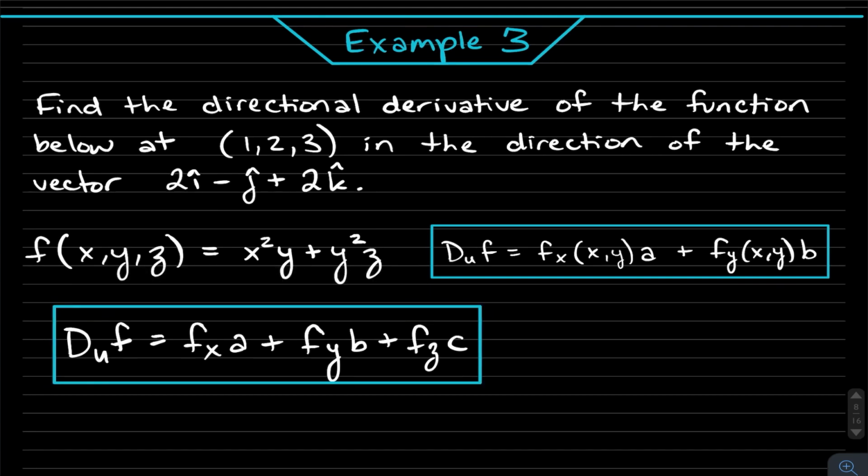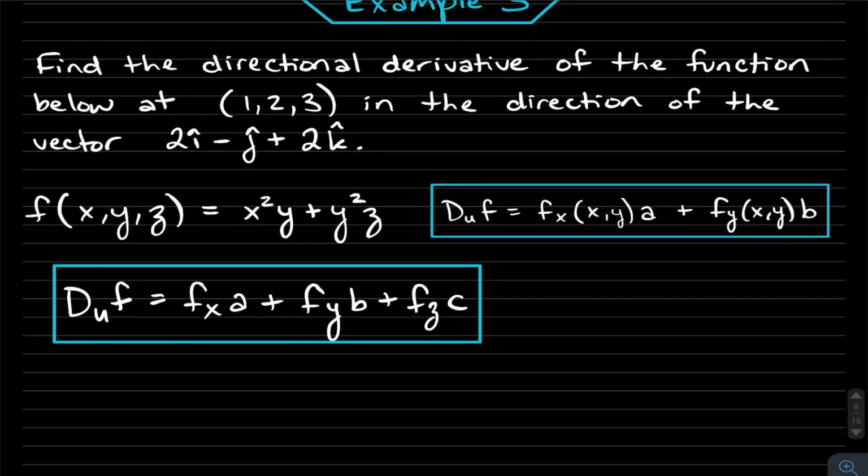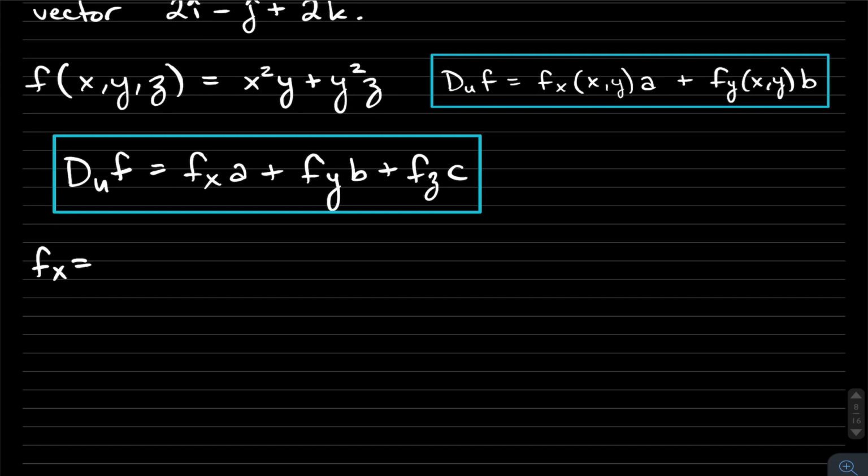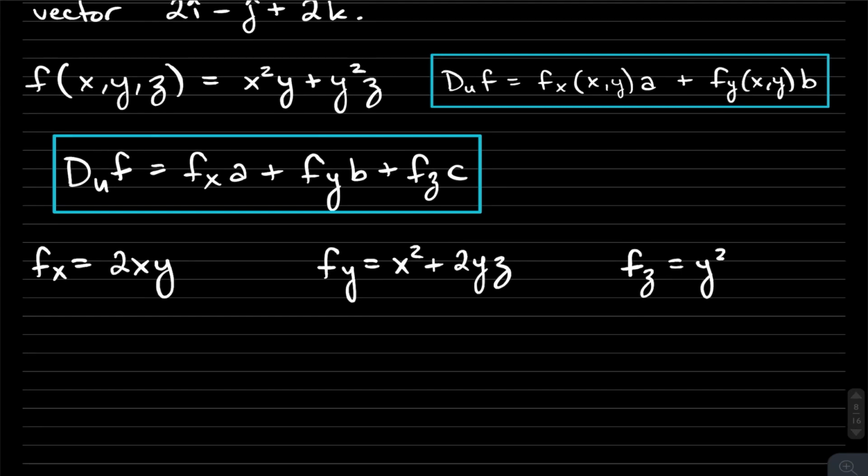Okay, awesome. So let's start out again by just taking our partial derivatives. When we do that, we get f sub x, our partial derivative with respect to x, and you can hopefully see here that that's going to be 2xy. The second piece goes away. Then we can do our partial derivative with respect to y, and that ends up being x squared plus 2yz. And lastly, we can do our partial derivative with respect to z, which will just end up being y squared.